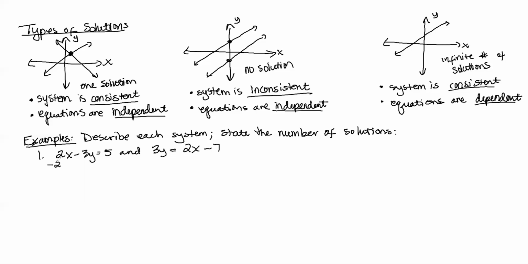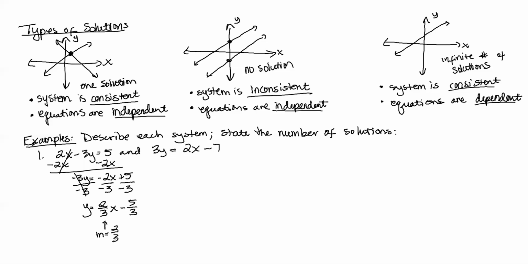First one, I'll subtract 2x. And we get negative 3y equals negative 2x plus 5. And divide both sides by negative 3. So we get y equals negative over negative is a positive 2/3 x. And then 5 over negative 3 is a negative 5/3. So our slope here is 2/3.